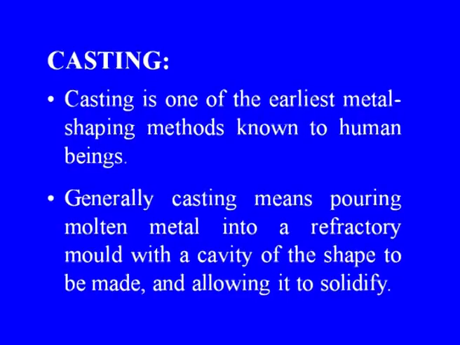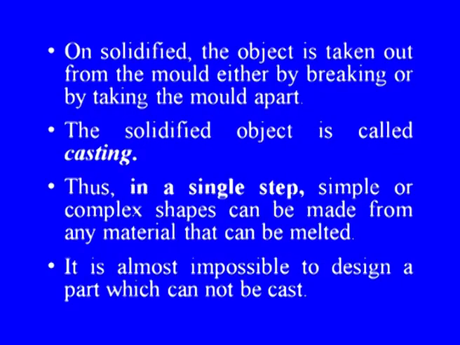Casting is one of the earliest metal shaping methods known to human beings. Generally, casting means pouring molten metal into a refractory mold with a cavity of the shape to be made and allowing it to solidify. Once solidified, the object is taken out from the mold either by breaking or by taking the mold apart. The solidified object is called a casting.